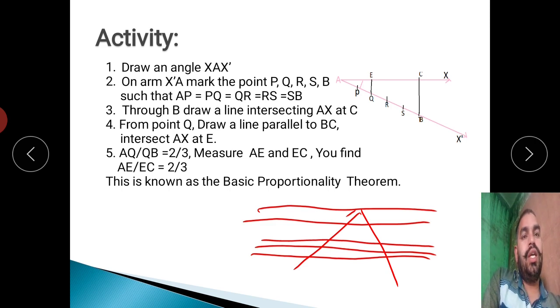Try to understand what I said to you. This is important. One 4 marks question from the basic proportionality theorem is there in the final exam. From the exam point of view, the basic proportionality theorem is most important. So please try to understand this theorem.